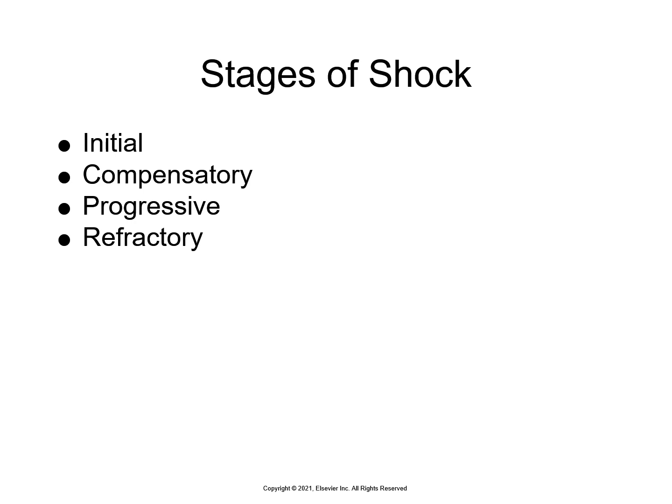You have the initial stage, compensatory stage, the progressive stage, and the refractory stage. There are volumes included in these: stage 1, 500 to 750 milliliters of blood loss. Stage 2, 750 to 1500. Stage 3, 1500 to 2000. And stage 4 is over 2000 milliliters of volume lost.